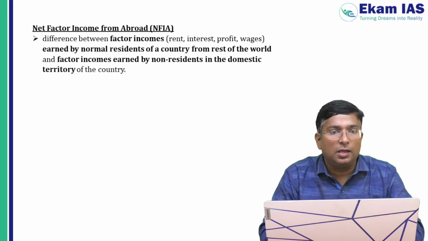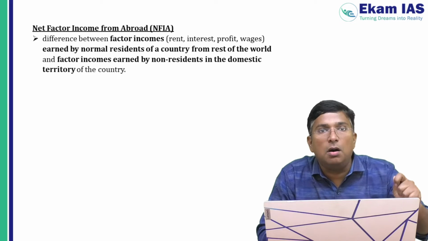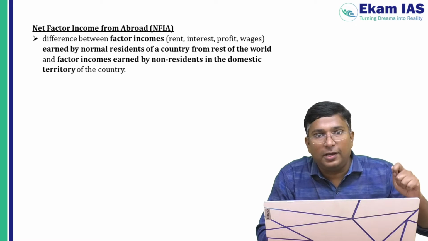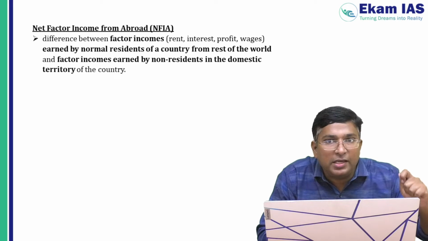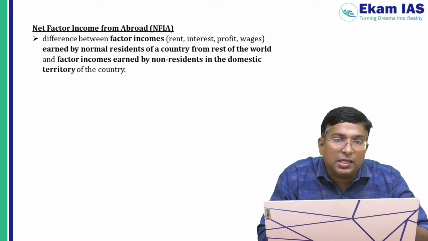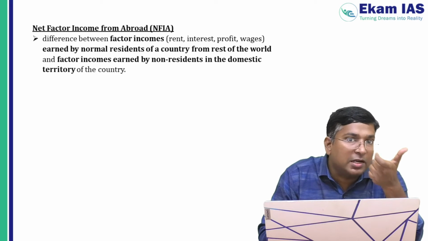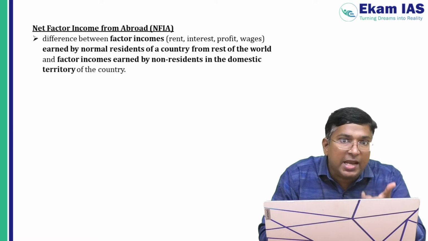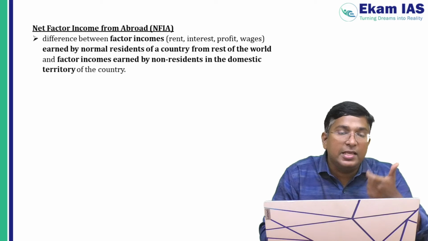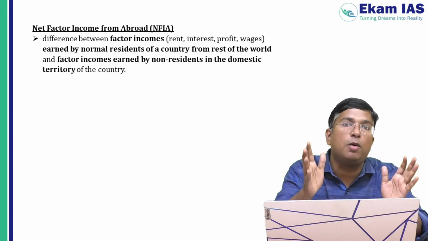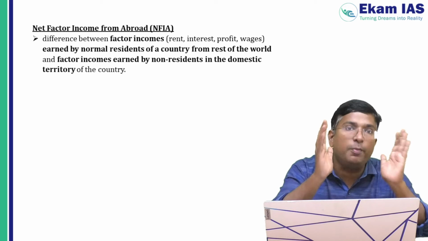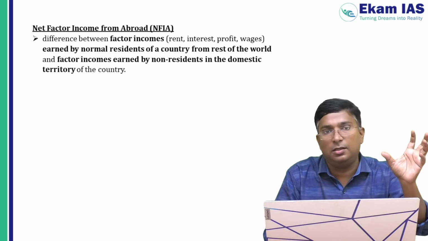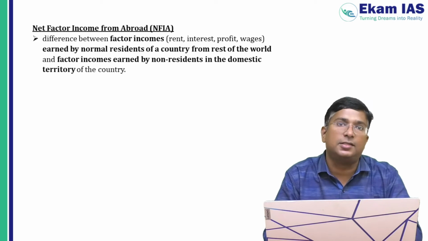But how do we calculate it? We calculate the factor income earned by the keyword, normal resident. First, we will find out the factor income earned by the normal resident. We know who is a normal resident: one who has stayed in India for more than a year, and whose basic purpose of staying in India is purely economic. So they are that entity, person or institution, that is a normal resident.